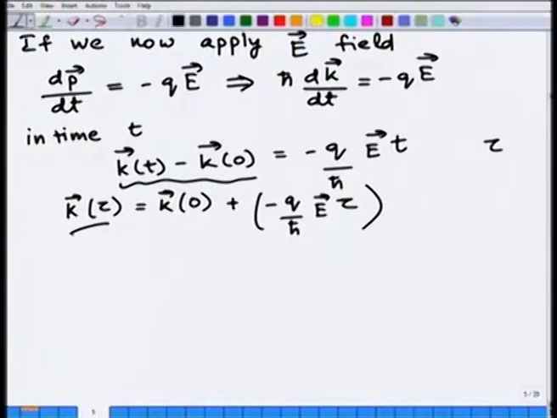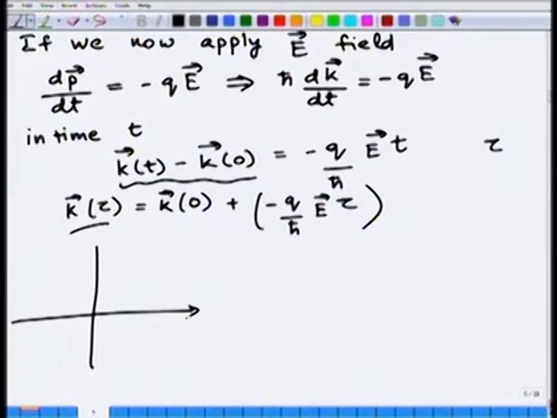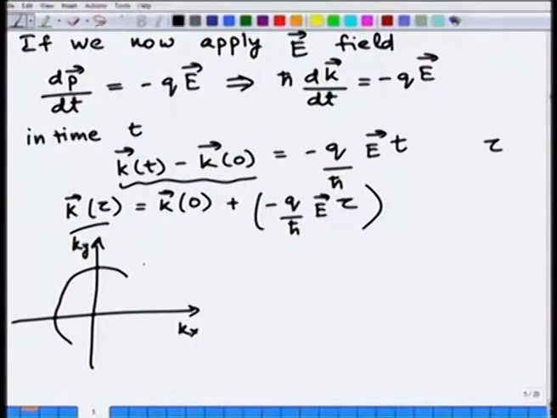Effectively, I can show this in 2 dimensions, it is easy to show, and you can imagine it as a 3-dimensional figure also. Let us say this is kx, this is ky, and I am going to draw a circle, not a sphere, in 2 dimensions. You can keep imagining this as a sphere. Let us choose a different color. So, here is a circle I have drawn, and this is at t equal to 0.